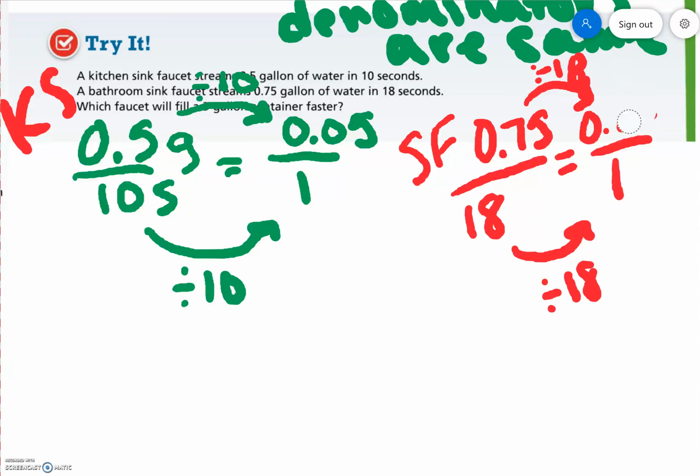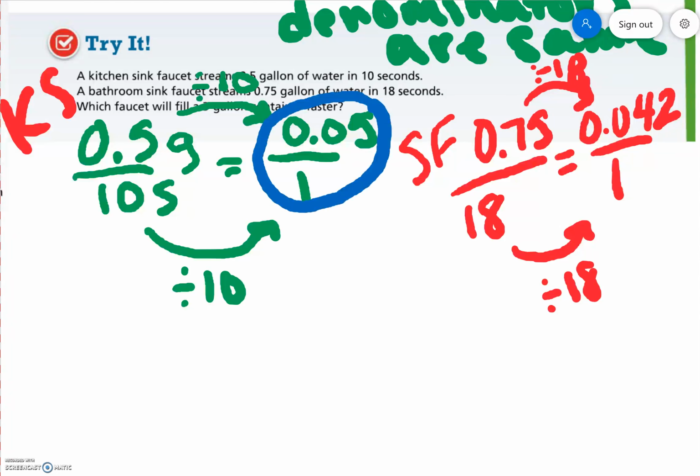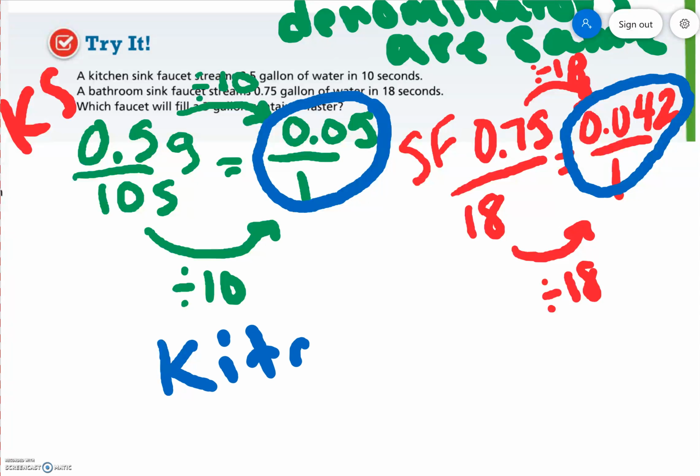Hopefully someone caught me. 0.042. So in 1 second, the kitchen sink fills up 0.05. In 1 second, the bathroom sink faucet fills up 0.042. Which one fills faster? The kitchen. Okay.